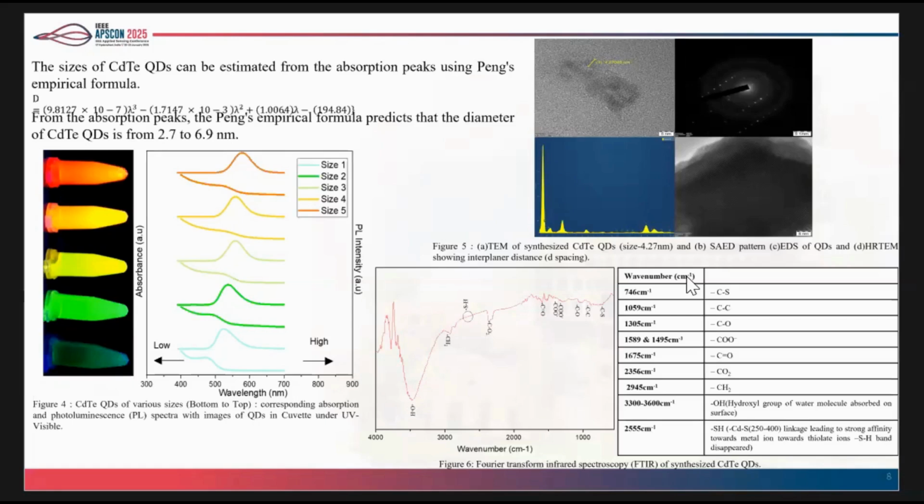In figure 5, you can see the TEM image of one of the quantum dots, whose size is around 4.27 nanometer. From the FTIR plot, we could see that the S-H bond, which is around 2500 centimeter inverse, has vanished, indicating that there is bonding of MPA onto the cadmium, forming the MPA capping onto the CdTe quantum dot.